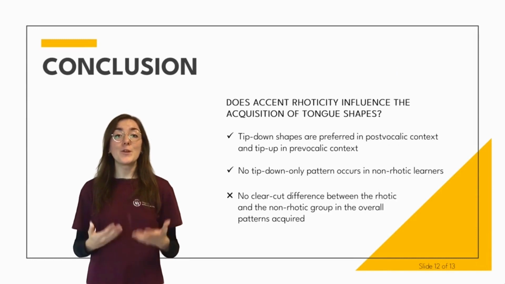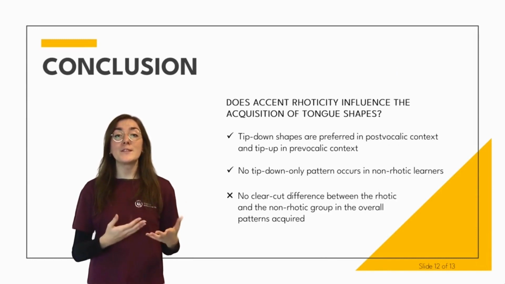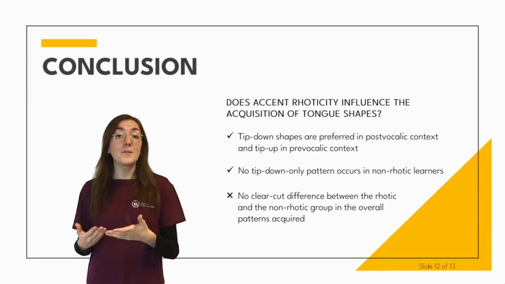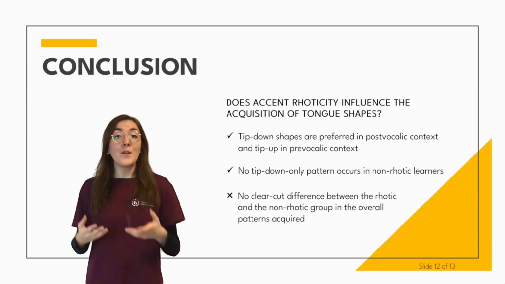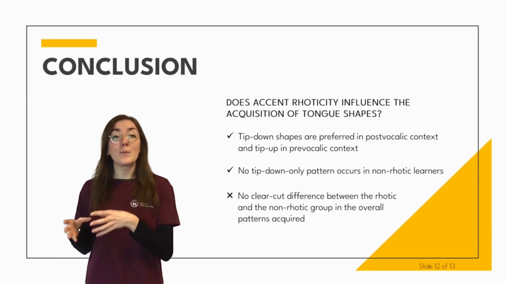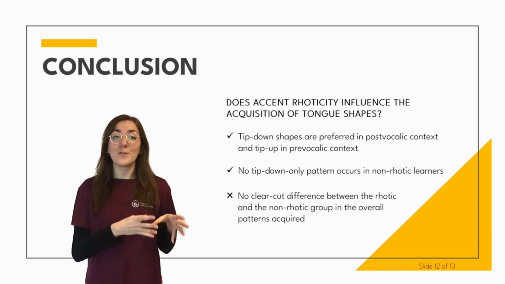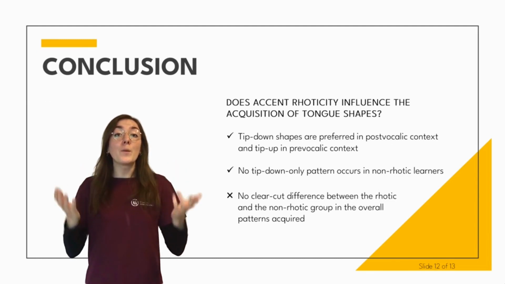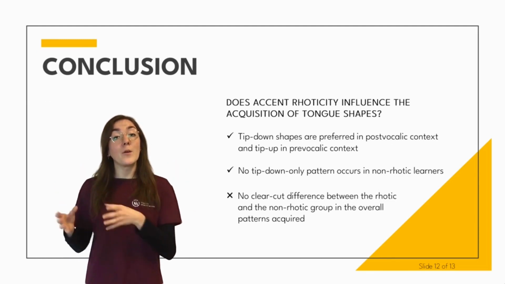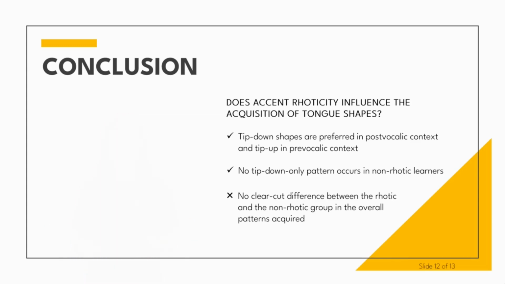Coming back to our initial question then, does accent rhoticity influence the acquisition of tongue shapes? What can we say? French learners' productions support the idea that prevocalic R favors tip-up shapes and postvocalic R favors tip-down shapes. Now, did this preference influence the overall pattern of tongue shapes acquired by rhotic and non-rhotic learners?